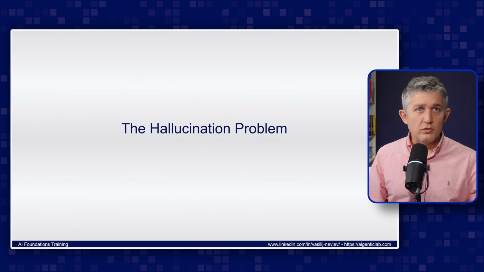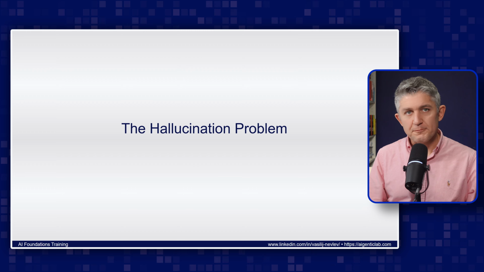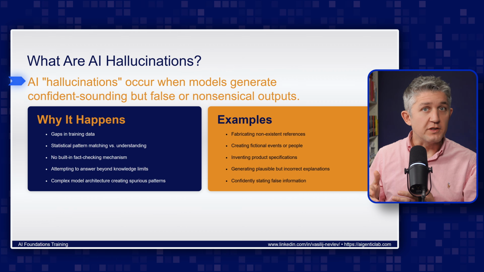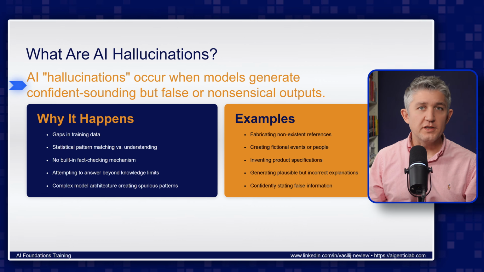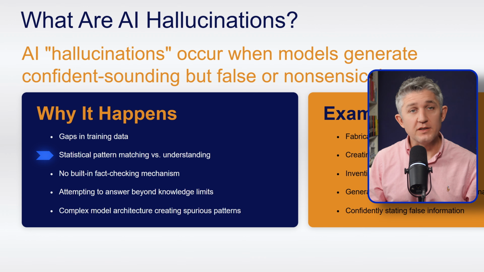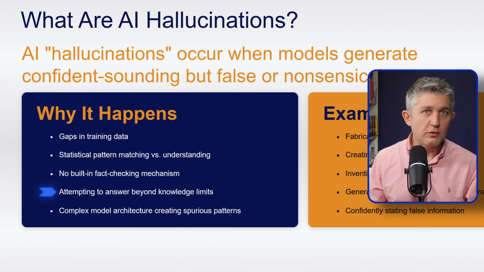AI can sound confident while being wrong. Let's define hallucinations and reduce them in practice. So what are hallucinations? Hallucinations occur when the models produce confident-sounding but false answers. Why does it happen? Because of gaps in the training data, pattern matching rather than understanding. There are no built-in fact checkers in those models, pushing beyond knowledge limits.